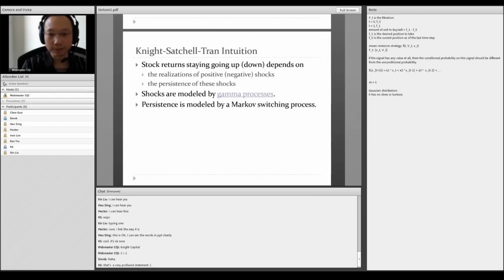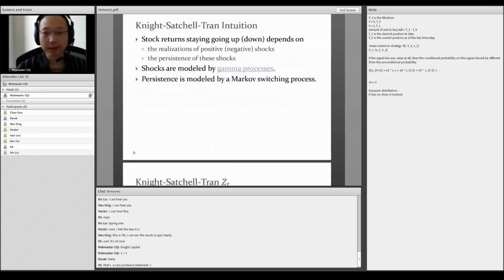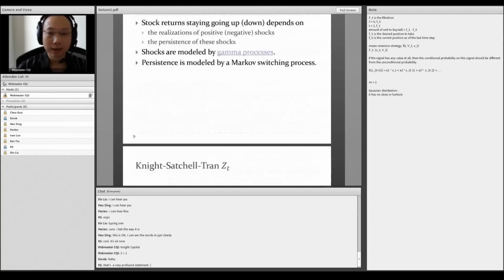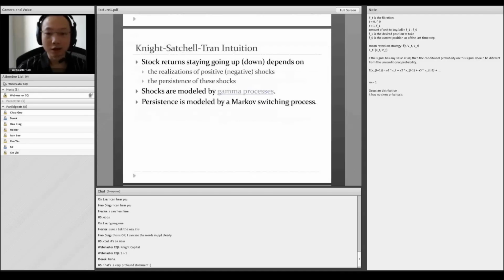And this is what the KST model is about. Basically, it's a two-state model. You have a downtrend model and an uptrend model. And each of the states is modeled by a gamma distribution. So this complicated formula here is actually a gamma distribution. You have a gamma distribution for positive returns, and a gamma distribution for negative returns. This takes care of the size of the returns, the size of the positive returns versus the negative returns.